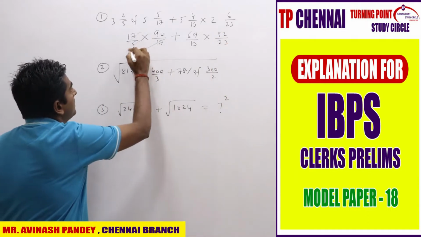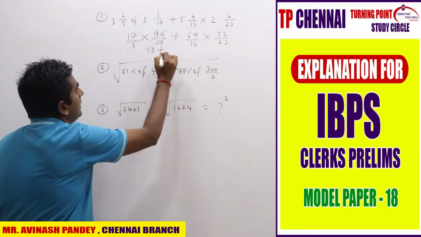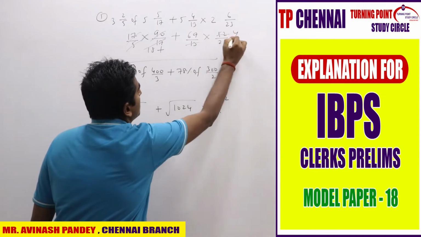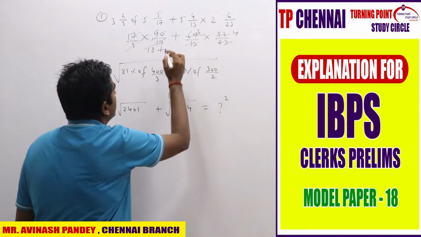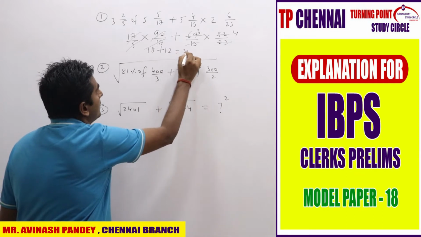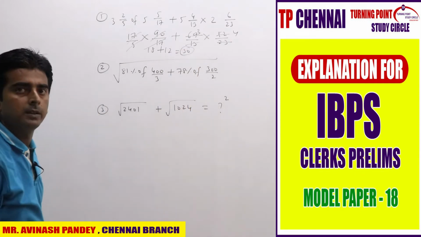So 17 is gone. This is 18, this is 4 times, and this is 3 times. So what is my answer? My answer is 30. My answer is 30.